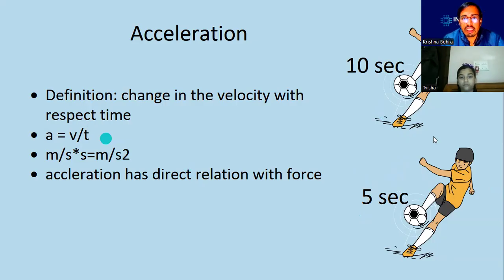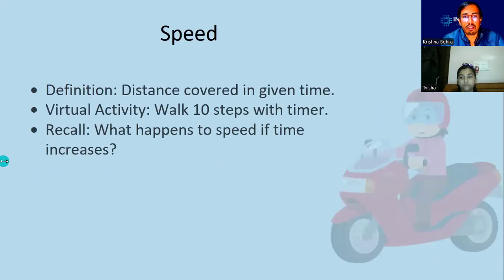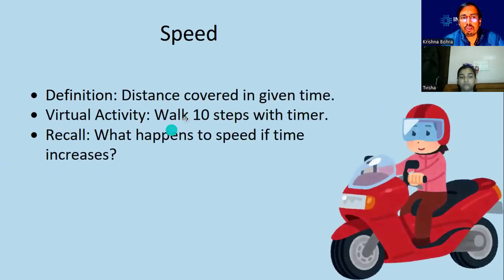Now let us consider another example. Suppose you are riding a scooty and you have a fixed speed. You are riding at 20 kilometers per hour, so you can travel 20 kilometers in 1 hour, and you have to travel, let's say, 80 kilometers. How much time will it take? 4 hours. Okay.